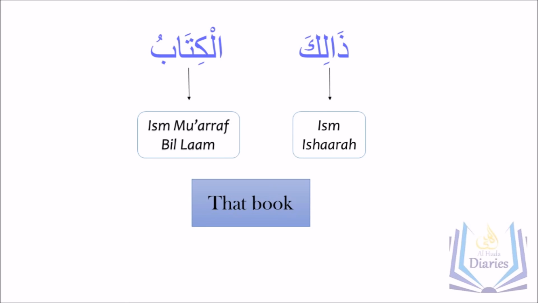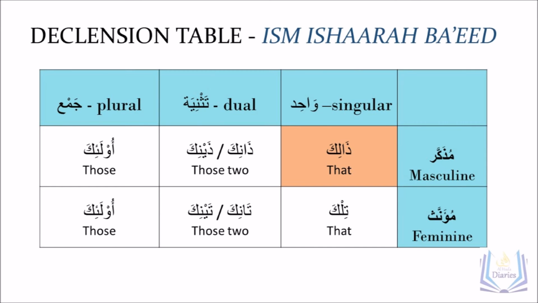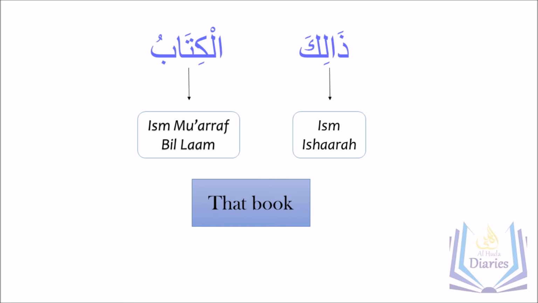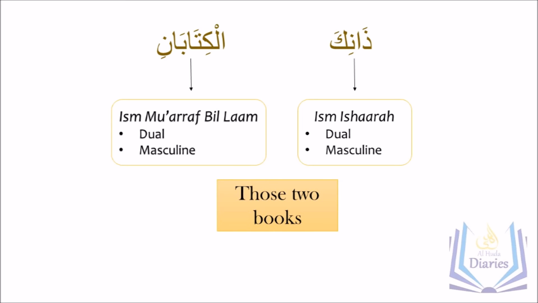ذَلِكَ الْكِتَابُ. ذَلِكَ over here is an ism ishara and al-kitabu is a mu'arraf bil lam. So ذَلِكَ, you can refer to your declension table to find the quantity and gender. ذَلِكَ is singular and masculine. And al-kitabu is also singular and masculine. See, it follows the rule. And then you have dhanikal kitabani. Dhanika is dual and masculine. And al kitabani is also dual and masculine. It means those two books.